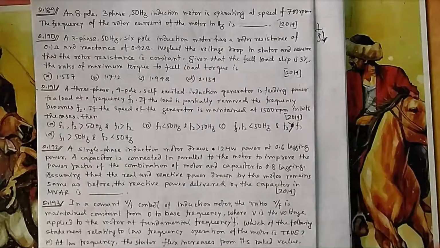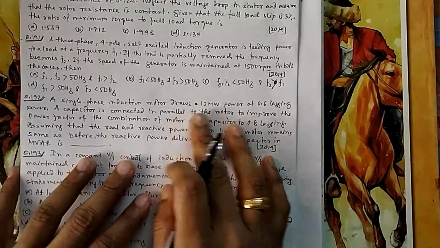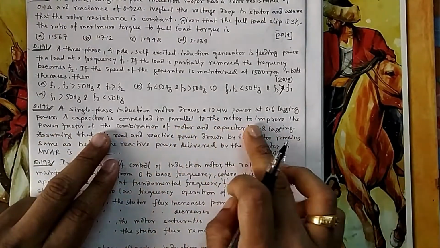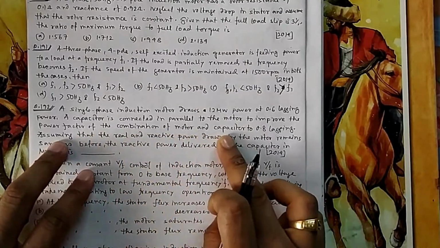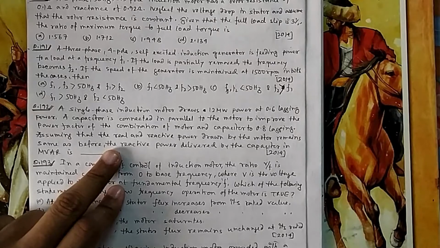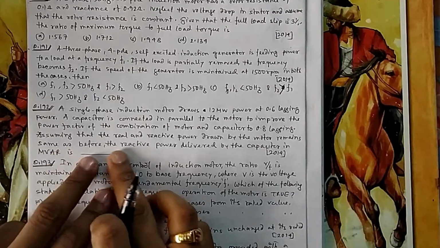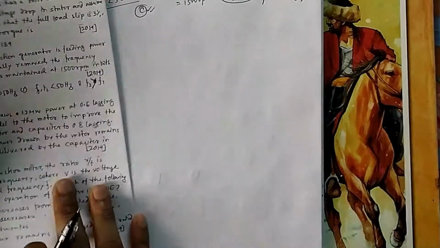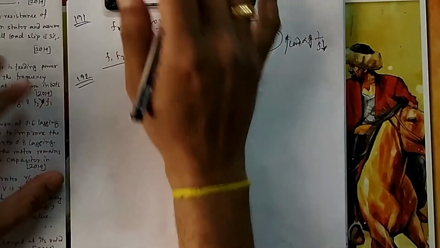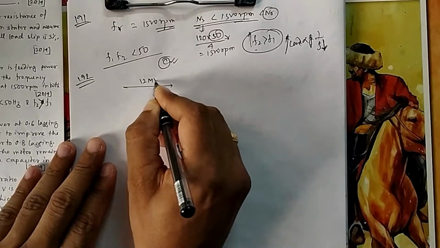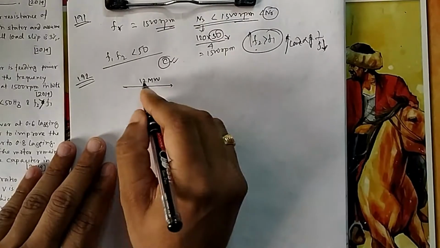Now if you come to 192: a single phase induction motor draws 12 megawatt power at 0.6 lagging. A capacitor is connected in parallel to the motor to improve the power factor of the combination to 0.8 lagging. Assume the real and reactive power drawn by the motor remains the same as before. The reactive power delivered by the capacitor in megavar is? Single phase, so there is no issue, because if you draw the phasor diagram, I will draw it for single phase. If it is 3 phase, then you have to make it for single phase because it is a phasor diagram.